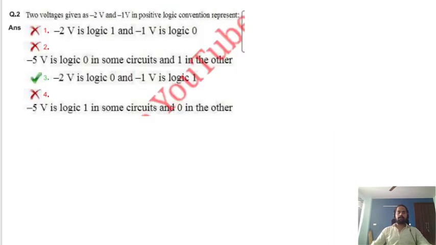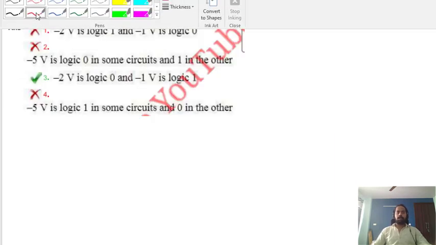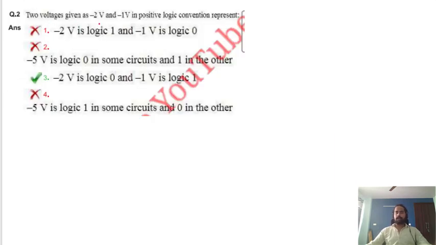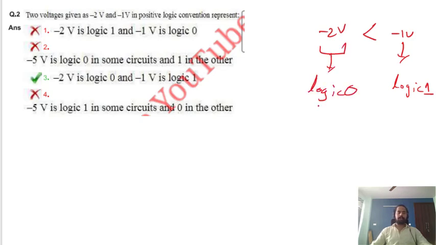Now next question, question number 2. Two voltages are given, -2 volt and -1 volt, in positive logic convention. Now we know that -1 volt is greater than -2 volt. So I can say -1 volt will represent logic 1, that is the higher output, and this will be logic 0. So option third will be the correct answer: -2 volt is logic 0 and -1 volt is logic 1.